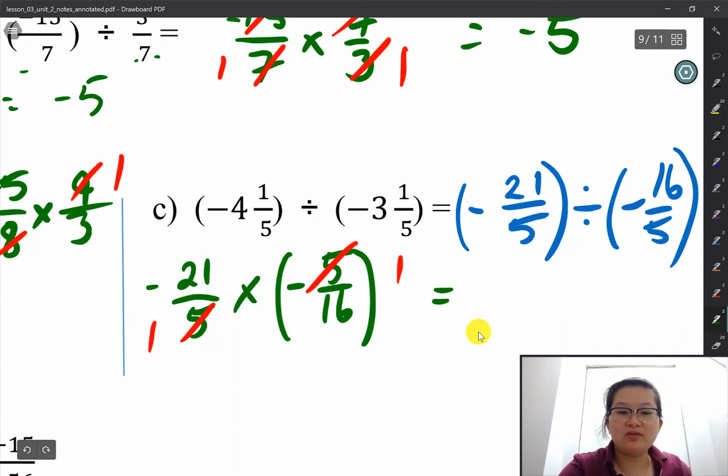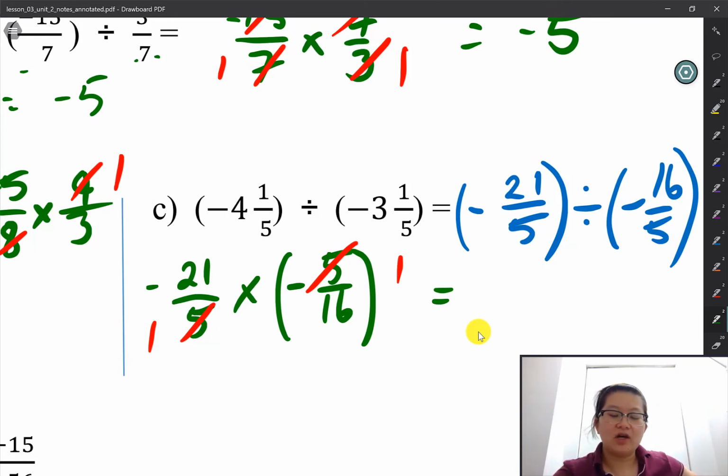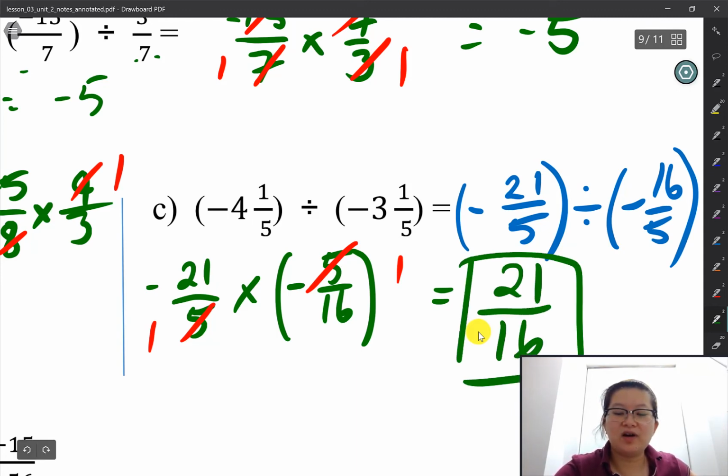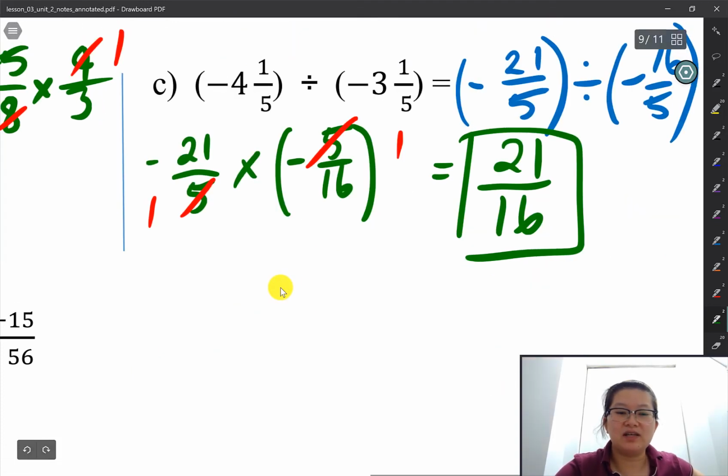We get negative 21. Guess what? Two numbers are negative, so we're going to get a positive number in the end. So we can drop the negatives altogether. 21 times 1 is going to give me 21. 1 times 16 is going to give me 16. This cannot be simplified anymore. I have 21 over 16.